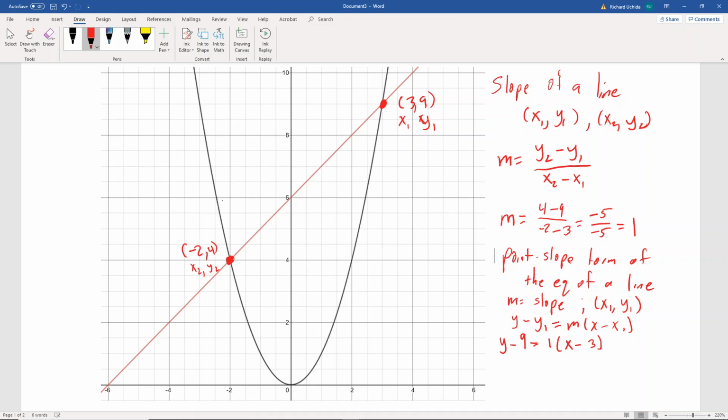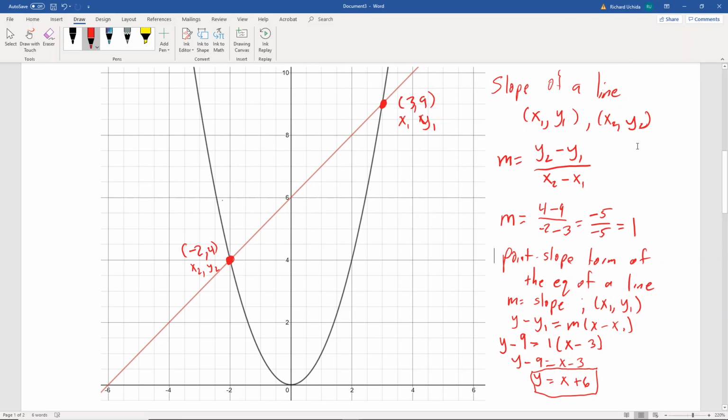Now often they like you to have it in the slope-intercept form, which is y equals mx plus b, which usually means two things. One, distribute that slope value, the 1, to get rid of the parentheses. So you just get y minus 9 equals x minus 3. And then add 9 to both sides to get y by itself. So y equals x plus 6. That would be the equation of the line in slope-intercept form if they had so wished.